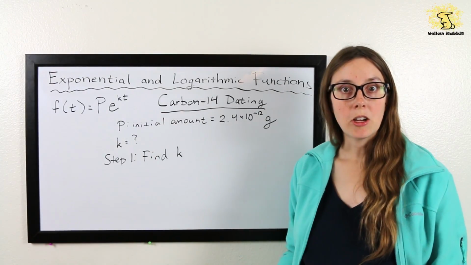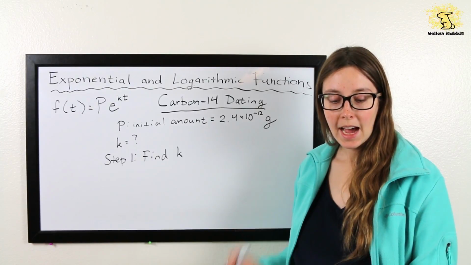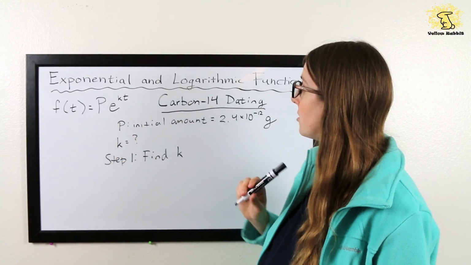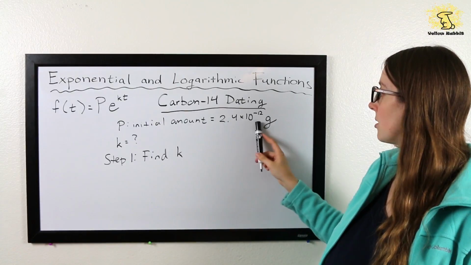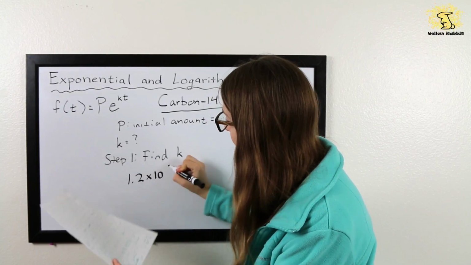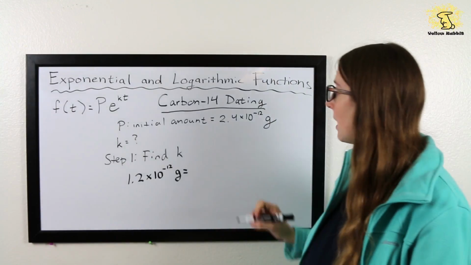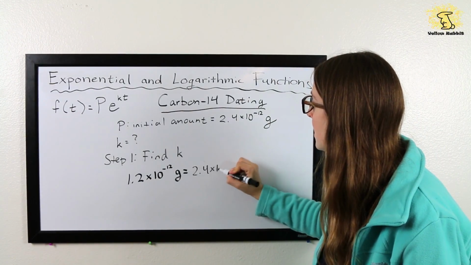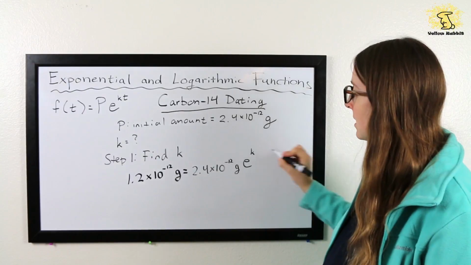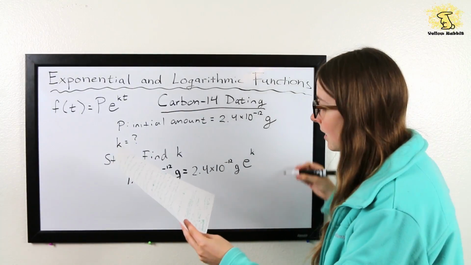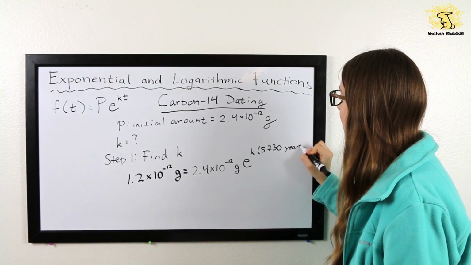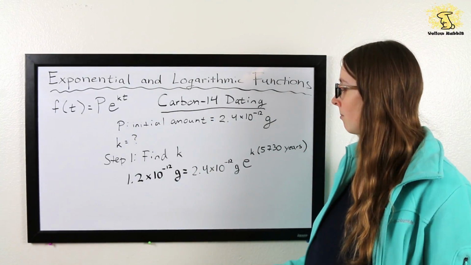How do we do this? Well, we use what we know about half-life. After one half-life, half of the carbon-14 will be gone. So therefore, if I plug into my generic equation, after one half-life, I would expect my result to be half of this initial amount. So I should get 1.2 times 10 to the negative 12th grams when I plug in initial amount 2.4 times 10 to the negative 12th grams times e to whatever value k is times one half-life. So the number of years in a half-life are 5,730 years, as we stated before for carbon-14.